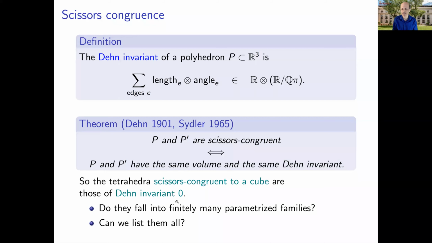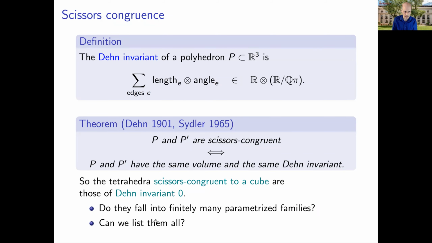But I would like to know more. We can calculate the Dehn invariant of any given tetrahedron, but can you describe all the ones that have Dehn invariant 0? In particular, do they fall into finitely many parameterized families? Is it something like what happens in, say, the Mordell-Lang conjecture, where you have some kind of good behavior of these things?